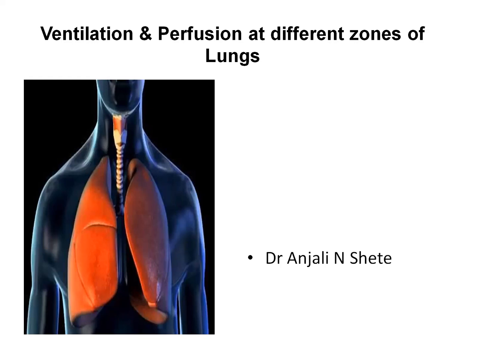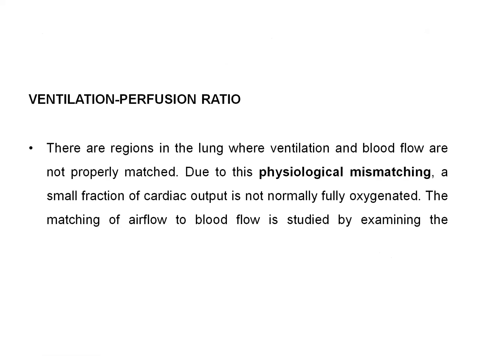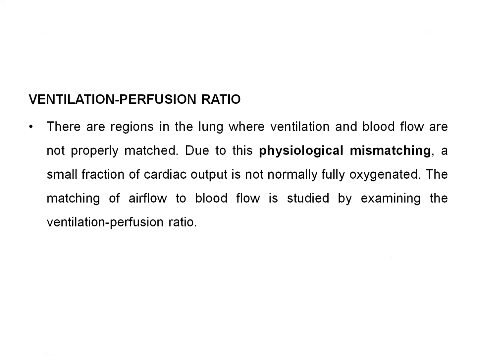So with this knowledge of perfusion and ventilation, in this session we are going to see ventilation and perfusion at the different zones of lungs. Why is this important? There is a term very commonly used to examine this, and that is the ventilation perfusion ratio. Because there are regions in the lung where ventilation and blood flow are not properly matched. So we have ventilation across the lung, we have blood flow across the lungs, but there are some regions where they are not matched.